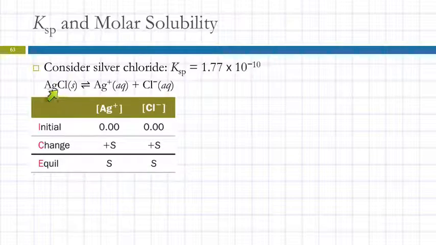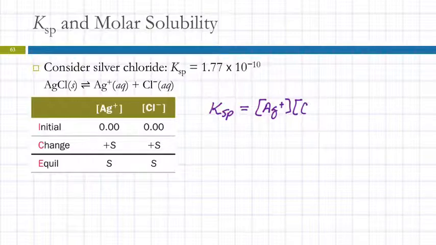So we can write an equation for the solubility, or the dissolving of silver chloride. So we get silver ion and chloride ion. We can write an expression for that. So KSP is going to equal the silver ion concentration times the chloride ion concentration. So when we initially start this, we put solid into the water and there's no silver ion and there's no chloride ion.